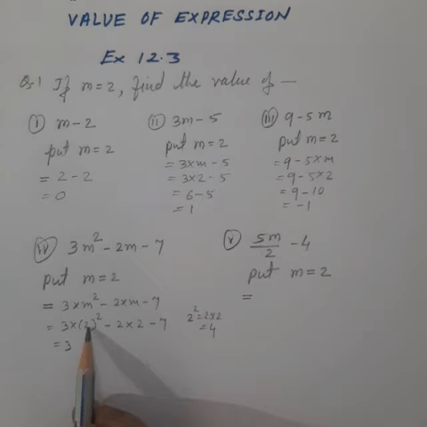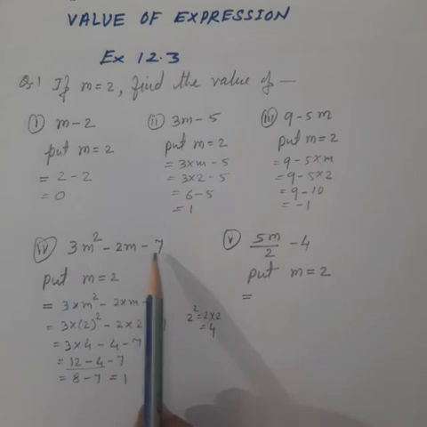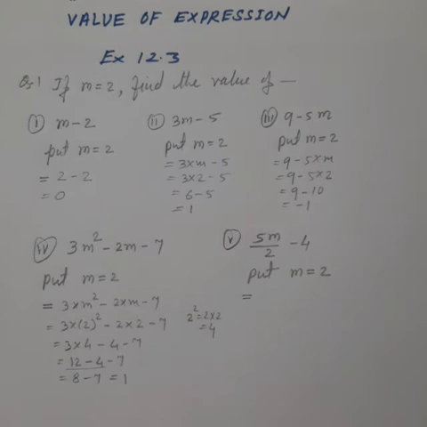So the value of 2 square is 4, minus 2 2s are 4, minus 7. 4 3s are 12. 12 minus 4 minus 7. 12 minus 4 is 8. 8 minus 7. 8 minus 7 is 1. So, the value of this expression is 1 when the variable m is equal to 2.